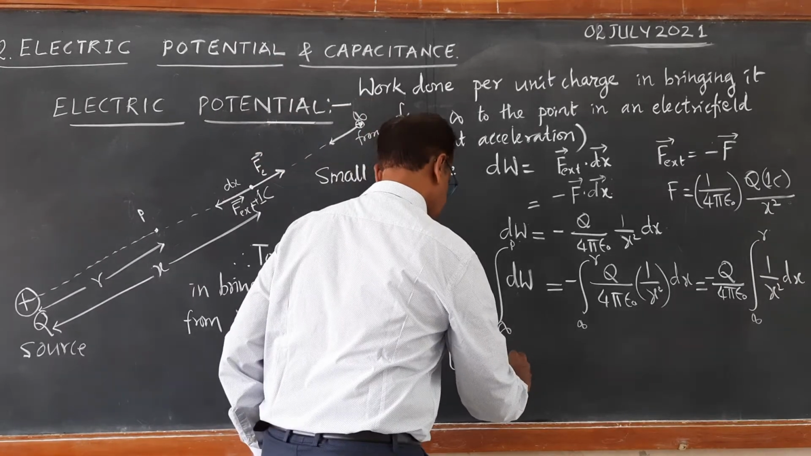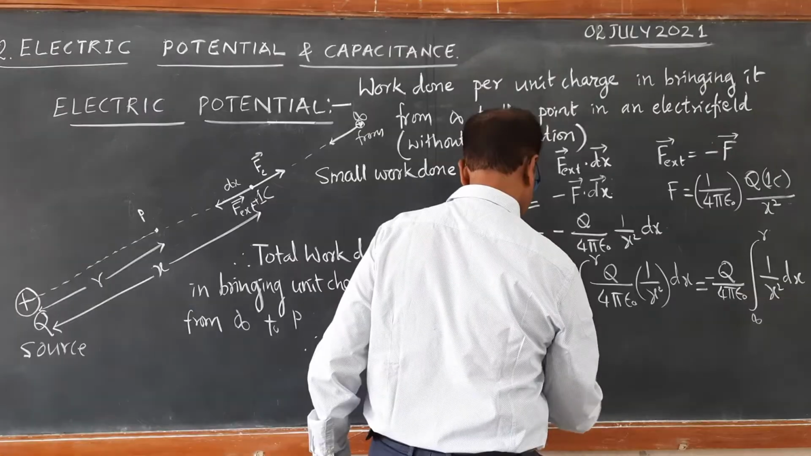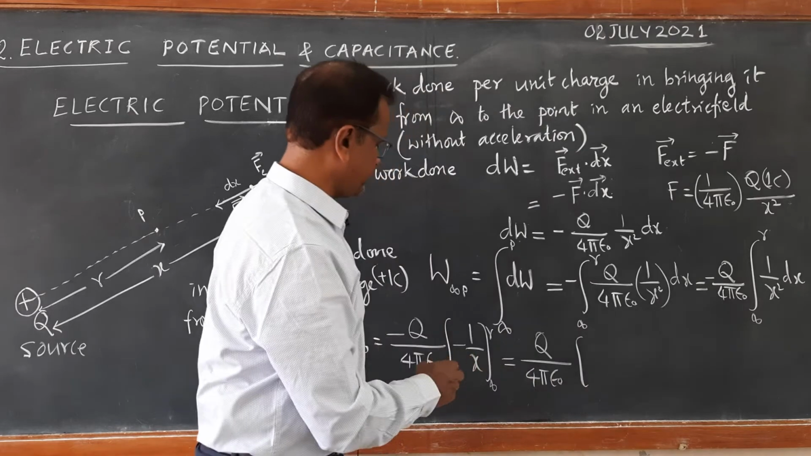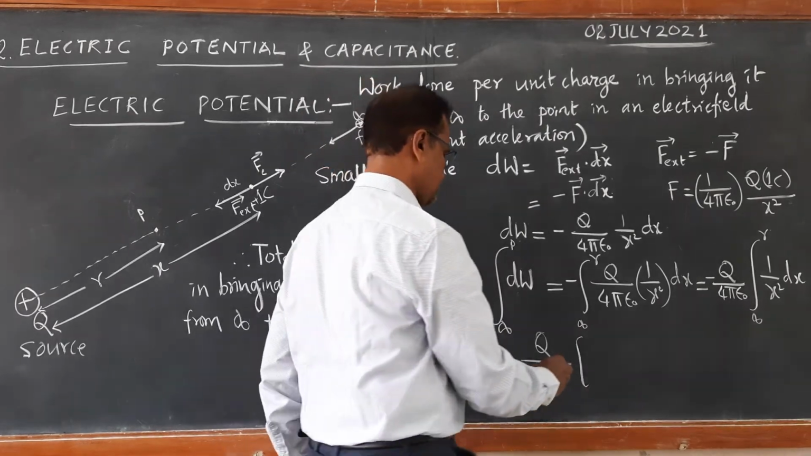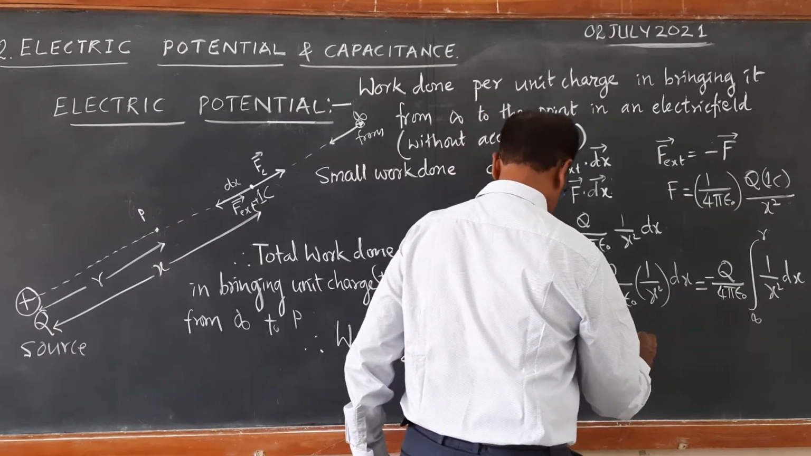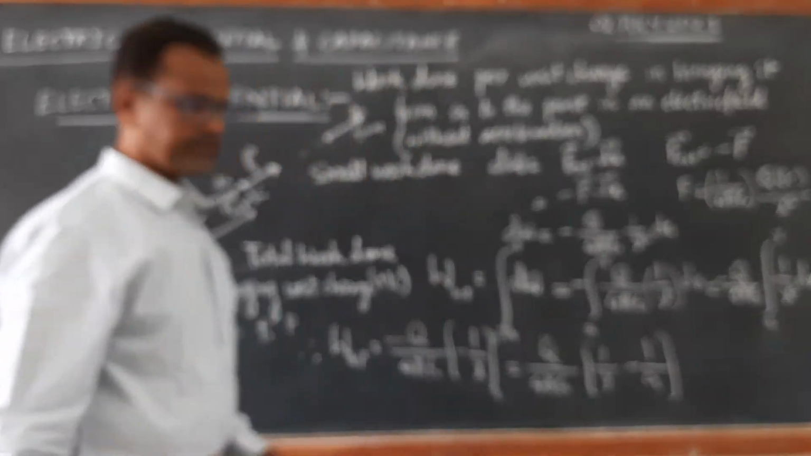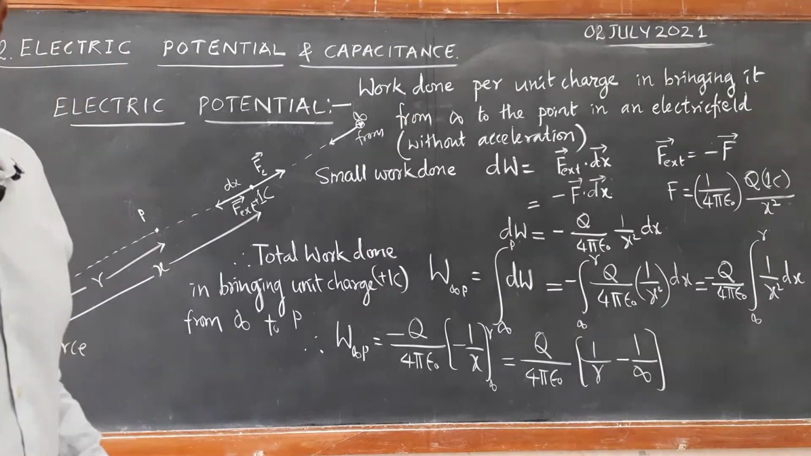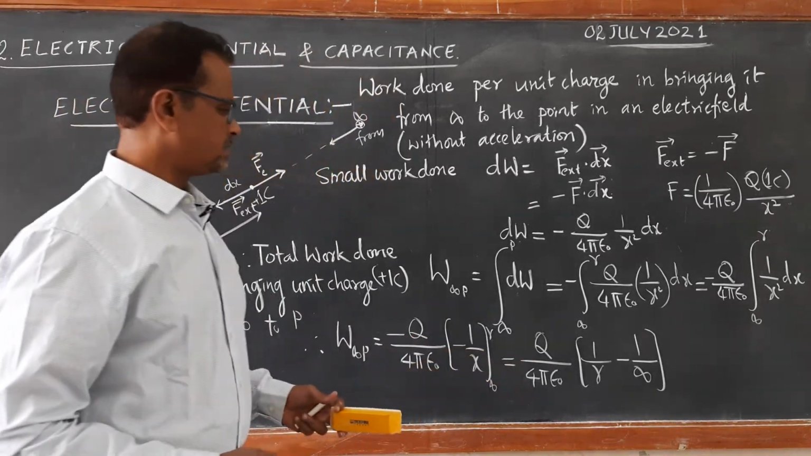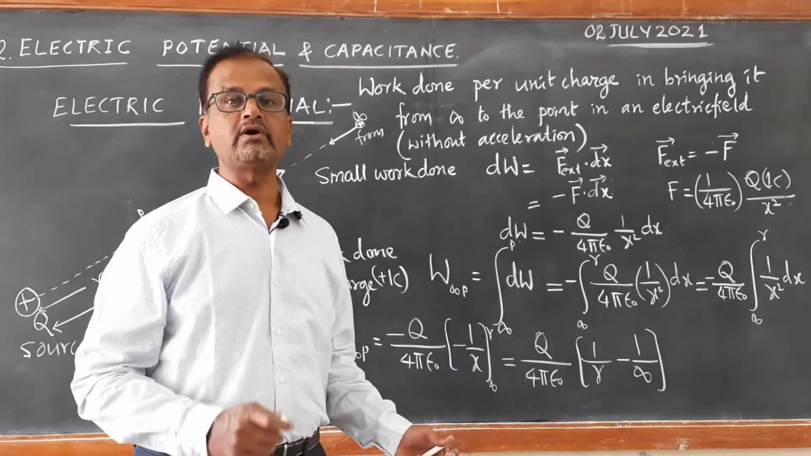So thus it becomes minus of minus plus q upon 4 pi epsilon naught. The upper limit is r, so it becomes 1 by r, and the lower limit is infinity, so 1 upon infinity. So thus it becomes 1 upon r minus 1 upon infinity multiplied by q upon 4 pi epsilon naught. In the previous step it was q naught, now q naught is not there.